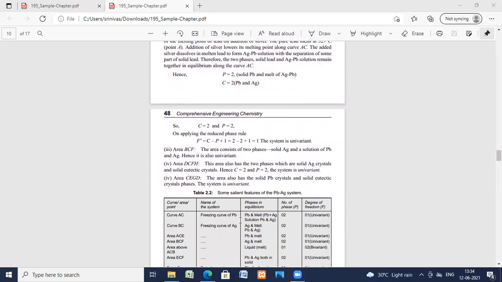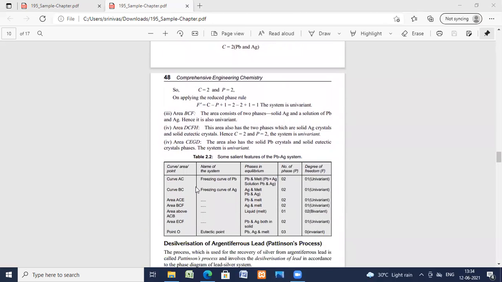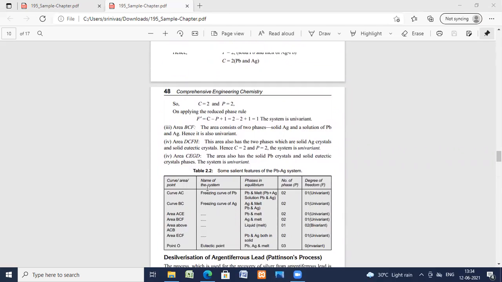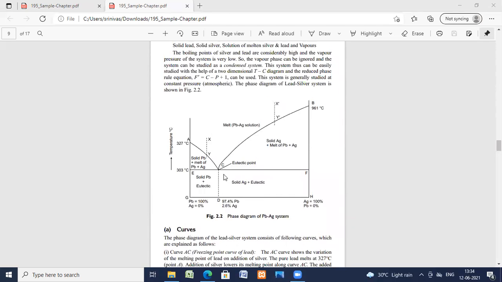Here, this is the curve. The curve is BC. The second curve, BC. This curve shows the variation of melting point of Ag on addition of Pb. This is the melting curve of Ag on addition of Pb.